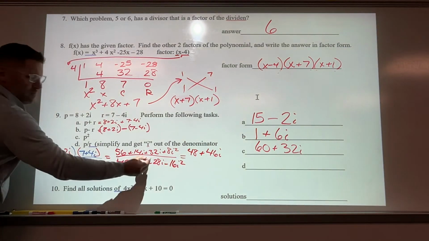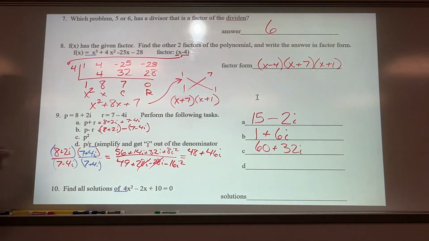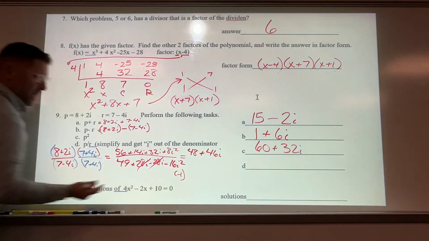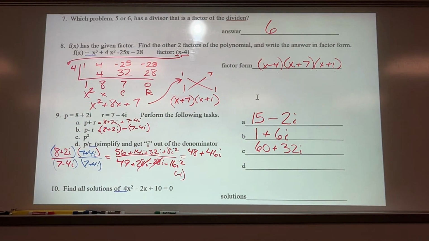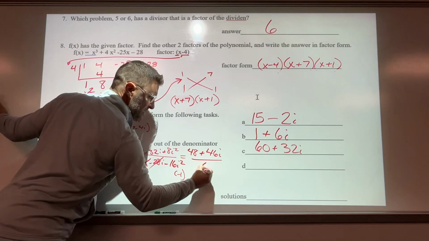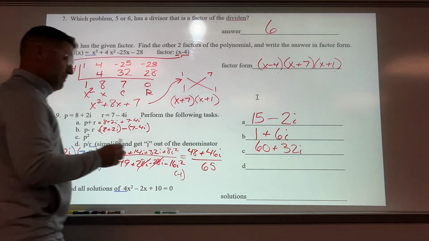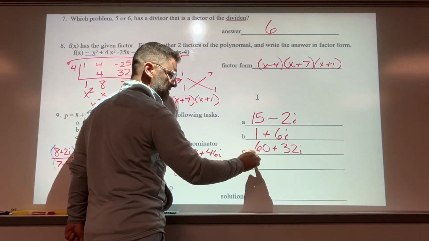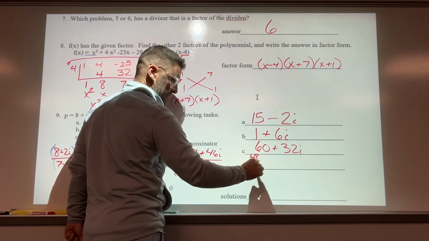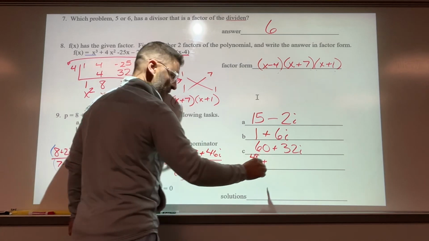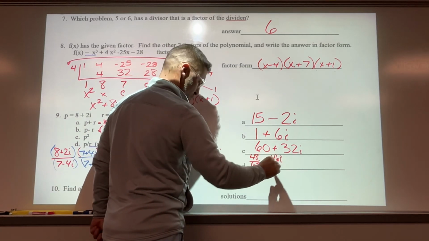And the 28i's will wipe out. And this is actually negative 1. So it's 49 plus 16, which is 65. And that would be the answer because I don't think there's any factors in common. I think the calculator probably writes it as 48 over 65 plus 46i over 65.